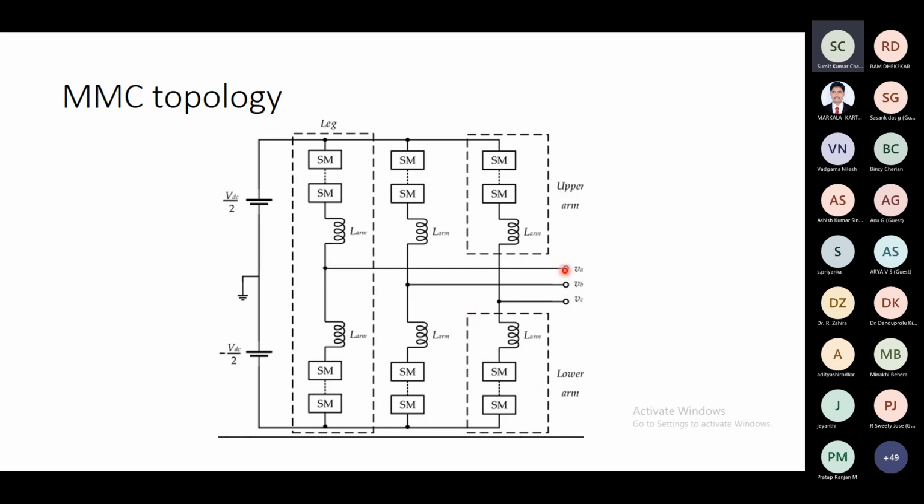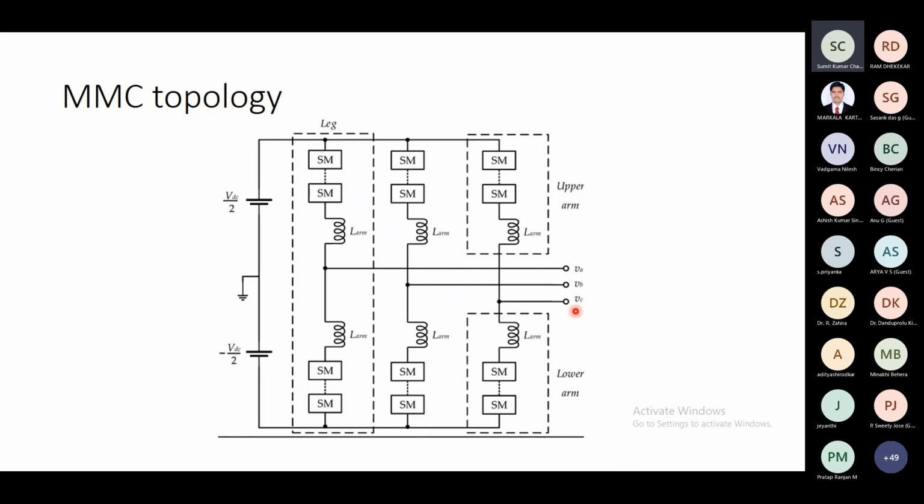We can see this is the output VA, VB, and VC. At the upper side, there is an inductance and a series of submodules. This we are calling the upper arm, and this inductance is why it's called the arm inductor. And the lower side is called the lower arm. The upper arm and lower arm together form a phase leg. This is the leg corresponding to phase A, similar to phase B and phase C.